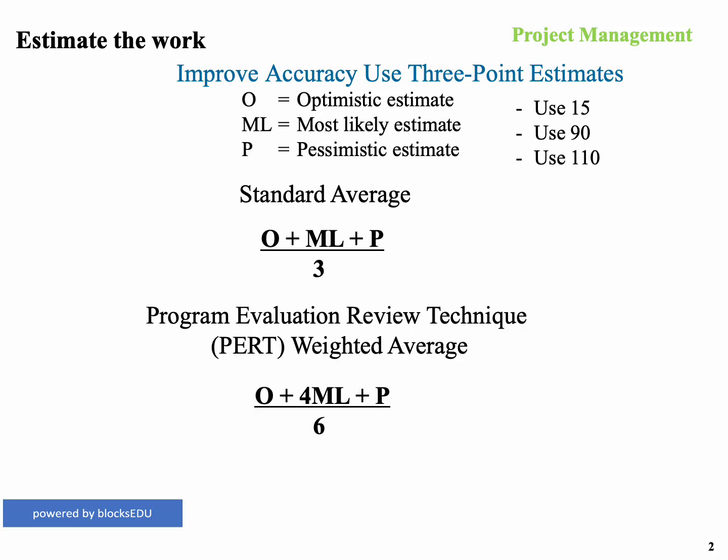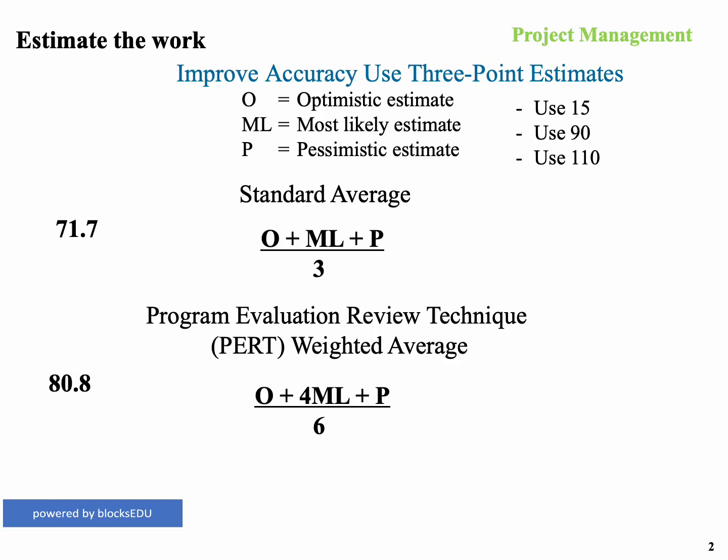So if we take the standard average, with the optimistic of 15, the most likely of 90, and the pessimistic 110, divided by 3, we should get an answer of around 71.7. Using the Program Evaluation Review Technique, we take the optimistic of 15, add the 90 times 4, then add the pessimistic, which was 110, and divide it by 6. We should end up with 80.8.